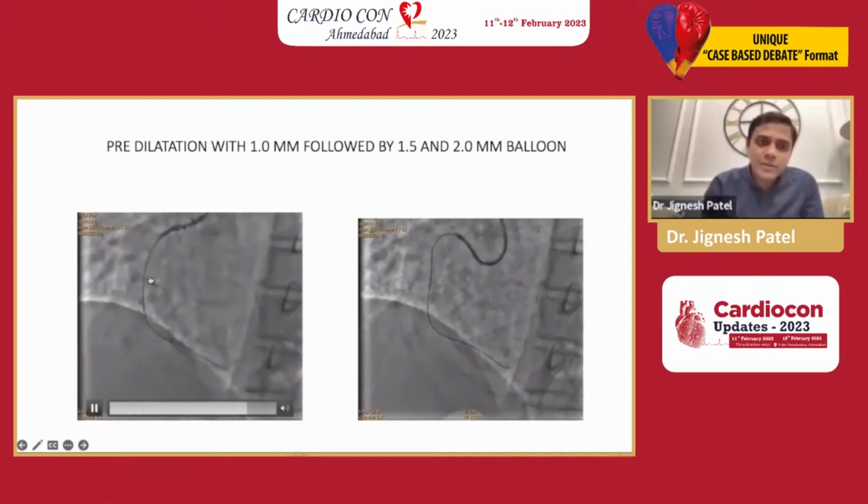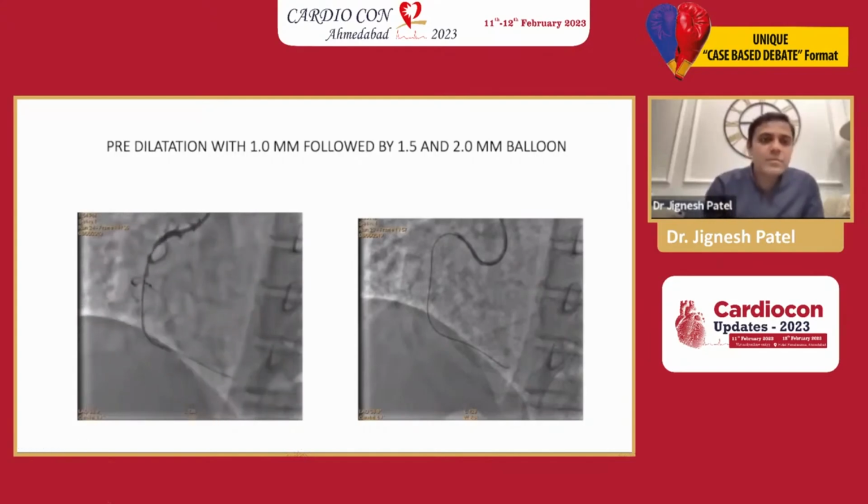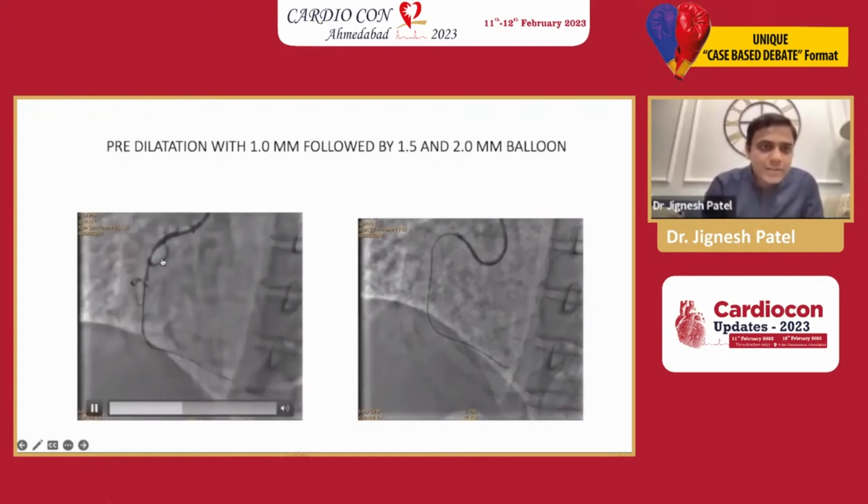First, I inflated the 1.0 balloon in the proximal part, as far as we were able to go into the RCA. With the help of the inflated balloon, I deeply intubated the guide catheter till the proximal to mid part of the RCA. That will give support while pushing the balloon into the RCA. Here you can see that the guide is deeply intubated into the RCA.